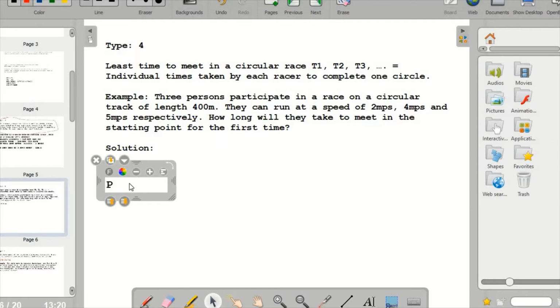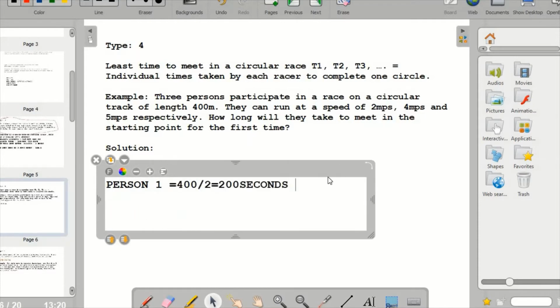Person 1: the total distance is 400 meters. He is traveling at 2 m/s, so we have to divide the distance by the speed, which is equal to 200 seconds. So we assume it as T1.